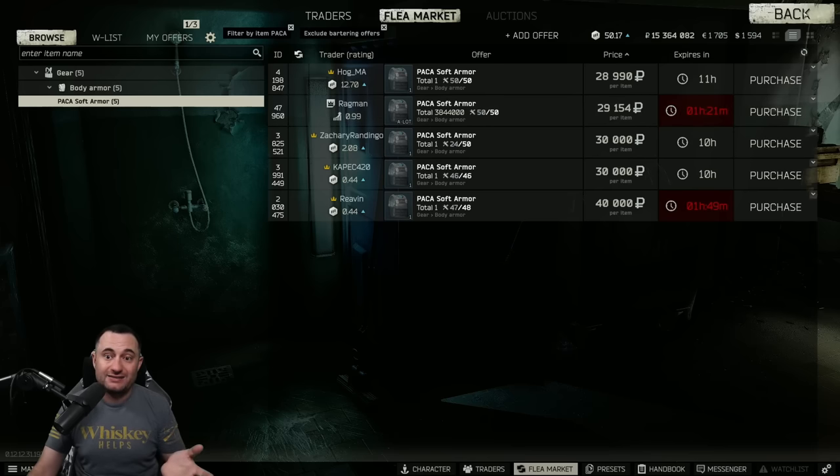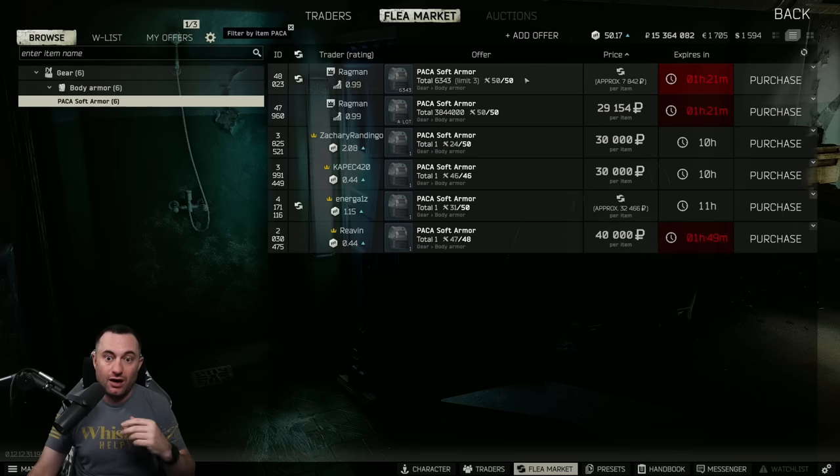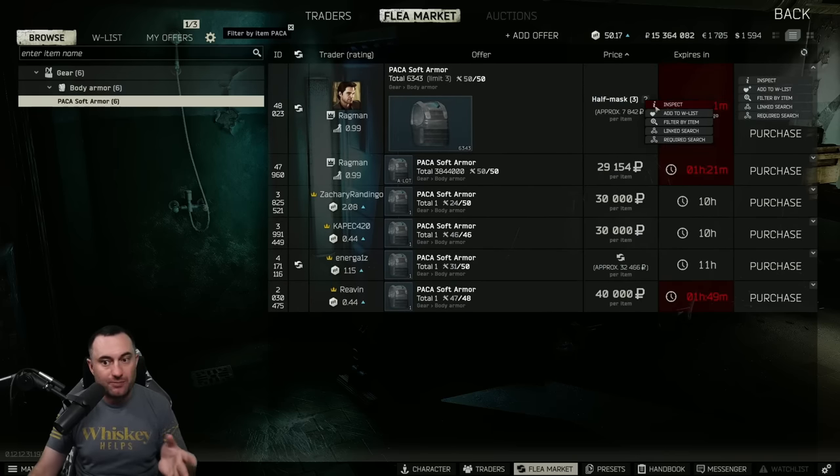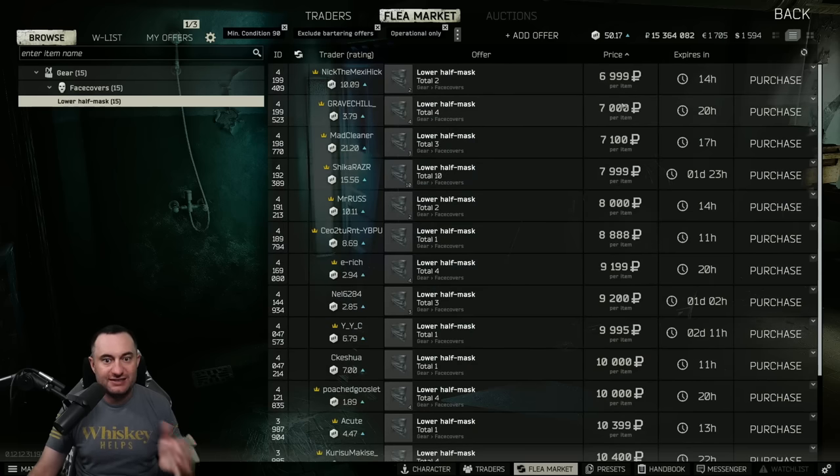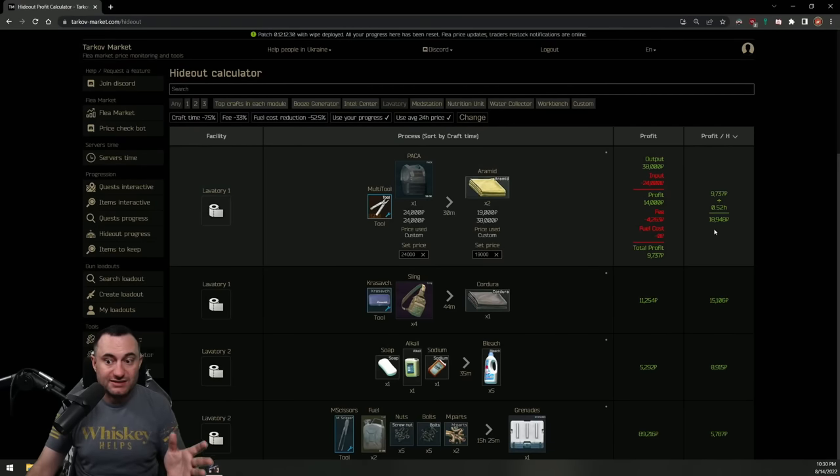But then the last way is actually through the barter with Ragman. And it's not super, super consistent. But if you can get these half masks for less than 8K, which right here, there's a bunch of them, 8K, you need 3 of them for the barter. There's your 24K right there. And if you go through that whole process, that's going to net you 18, 19, 20K an hour.